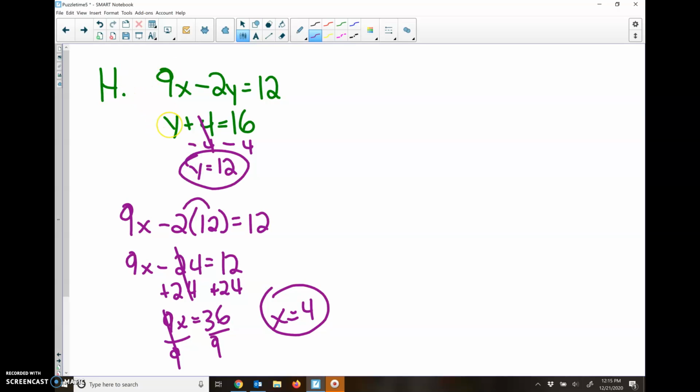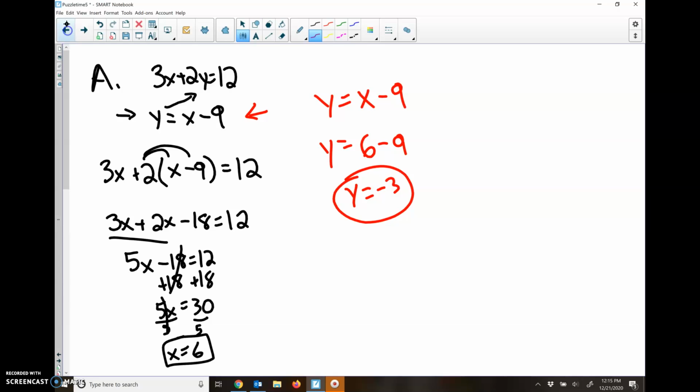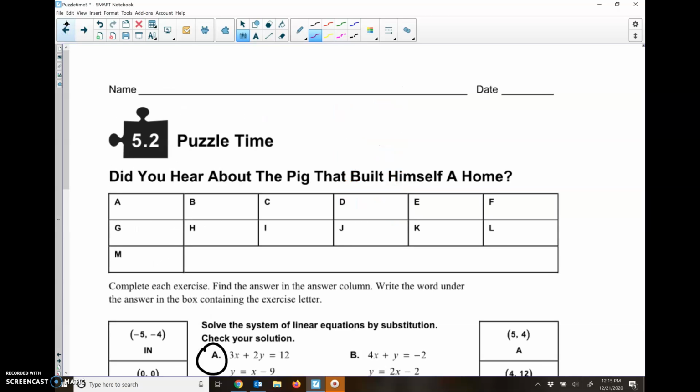So remember, on problems like this where they don't say x or y equals, stop and take a second beforehand to think about which problem is easier, the first equation or the second equation, to make it say x or y equals.